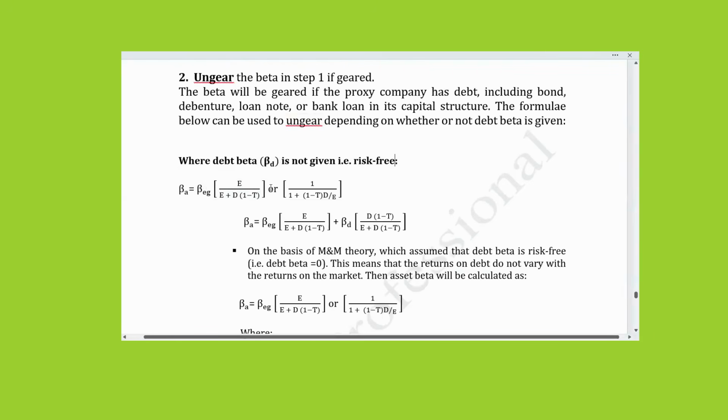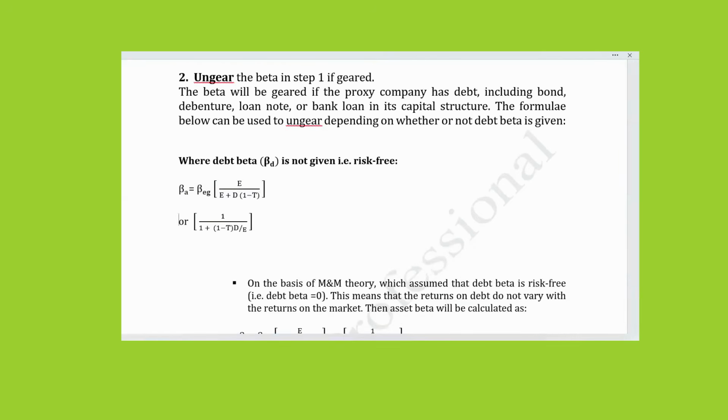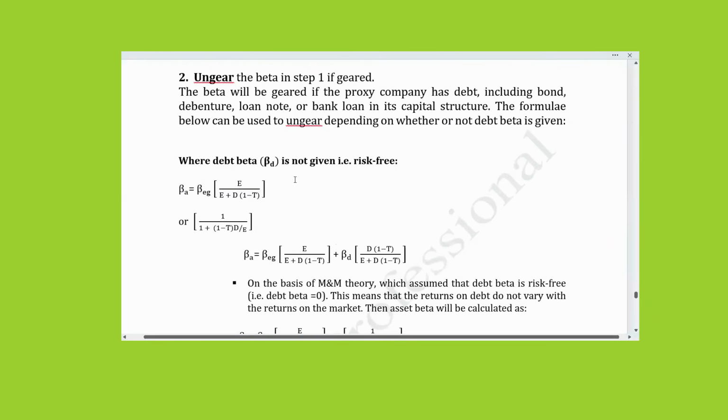So how are you supposed to calculate your asset beta? Your asset beta, denoted as BA, is computed as the beta equity of a geared company multiplied by the equity value of a proxy over the equity value plus the debt value of the proxy company multiplied by 1 minus the tax rate of the proxy company. That is the formula to calculate asset beta, where debt beta is assumed to be risk-free. I will explain the variables later on.